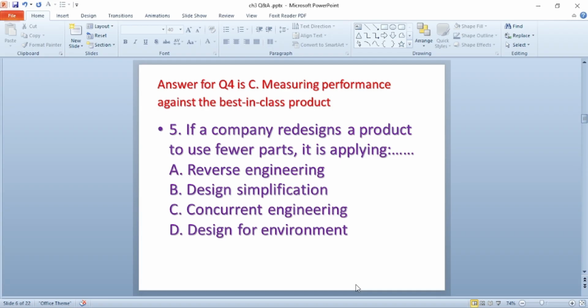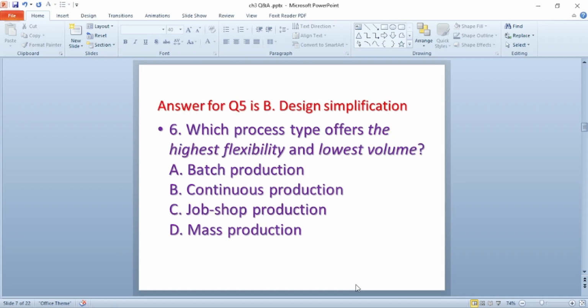Question number 5. If a company redesigns a product to use fewer parts, it is applying dash. A. Reverse engineering. B. Design simplification. C. Concurrent engineering. D. Design for environment. The answer for this question is B. Design simplification.